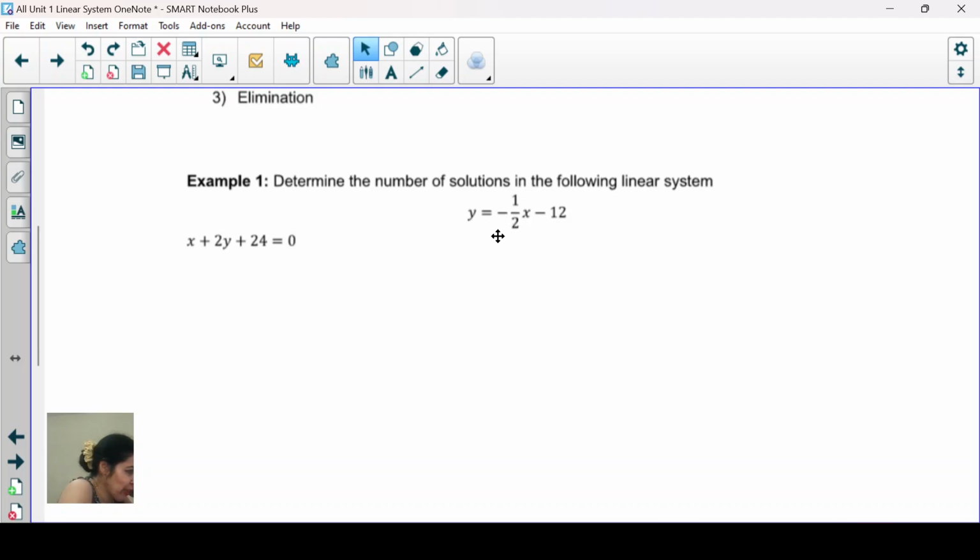So we know that the slope of this line, this equation, is negative 1 over 2, because this is in slope-intercept form, because we have y isolated on one side. So this is the slope. In order to find the slope of this one, we are going to isolate y.